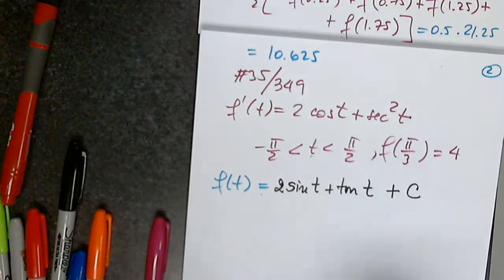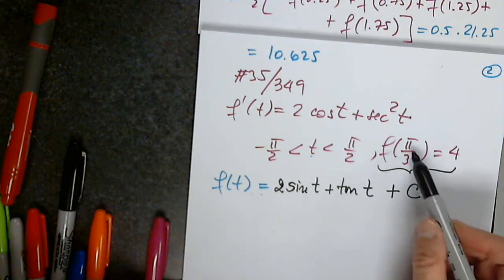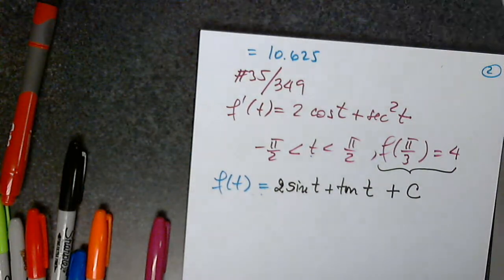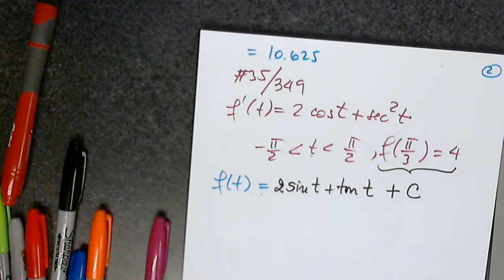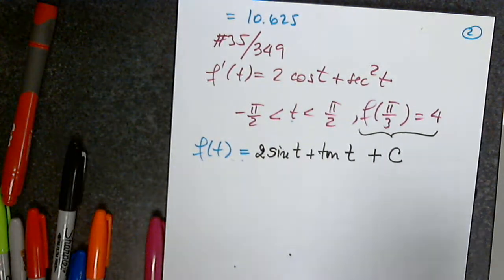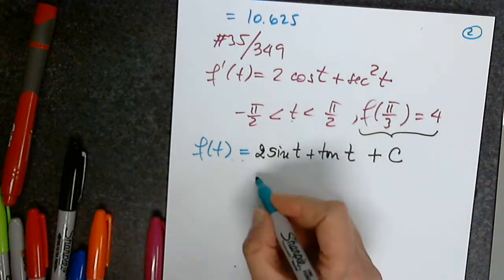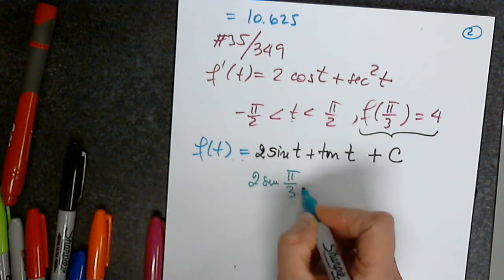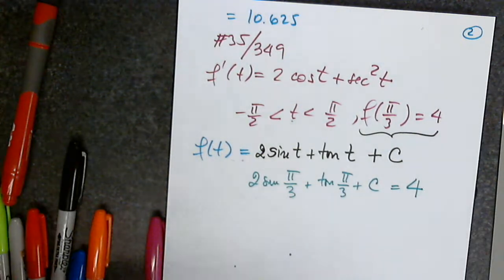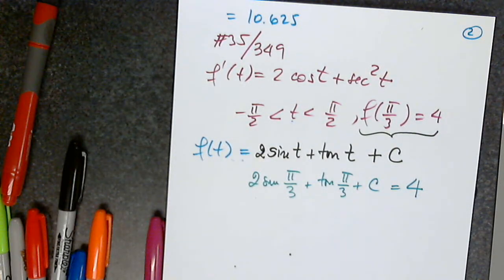Okay. So now I'm told that f of pi over 3 is 4. Why is this condition given to us? The condition is given to us for one purpose only. And that purpose is to find c. Very good. So I would plug in pi over 3, 2 sine pi over 3 plus tangent pi over 3 plus a constant c equals 4. That's how we use the point. When x is, or t in this case, t is pi over 3, the function value is 4. Are we in agreement with this?